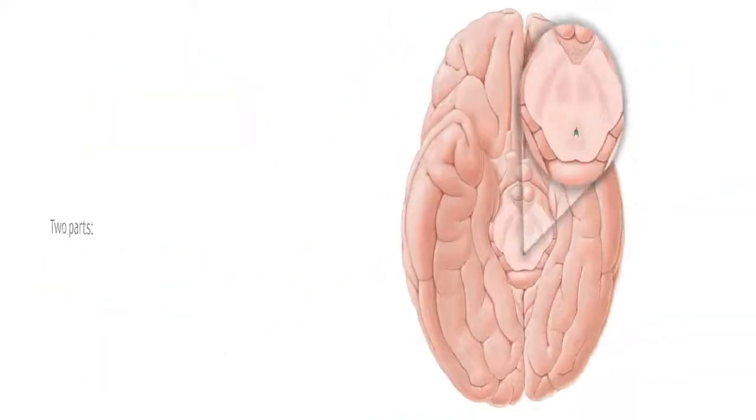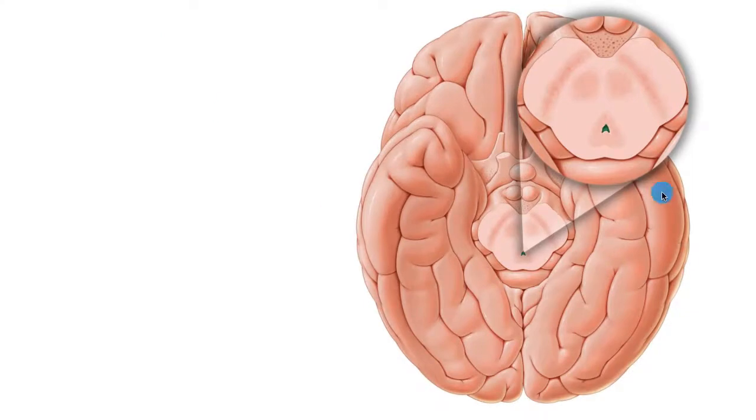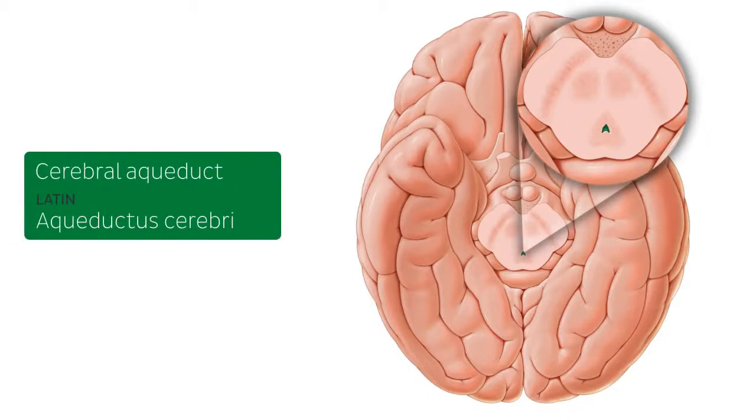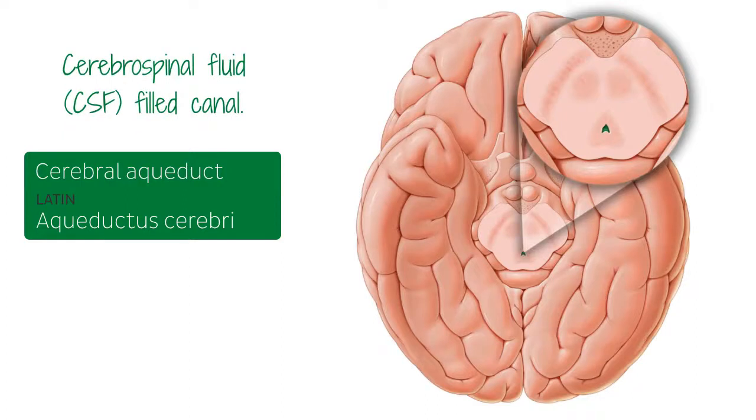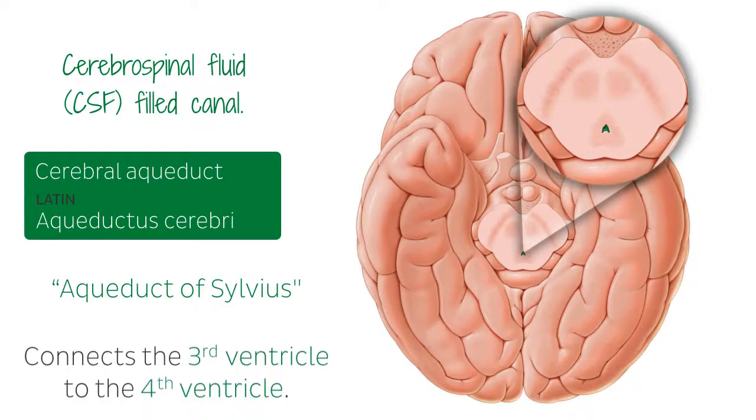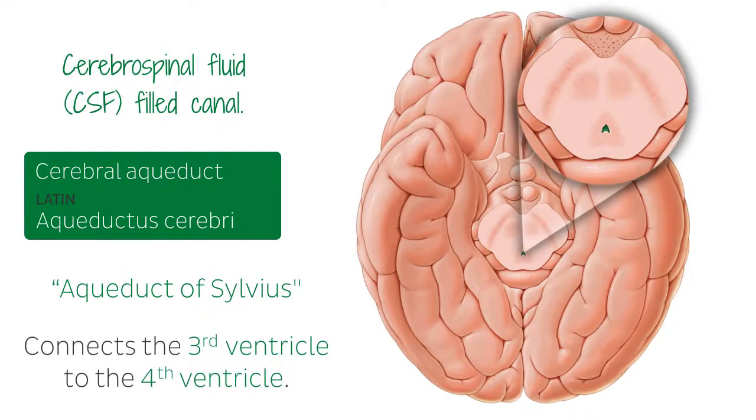Finally, the last structure we're going to be highlighting here, this really tiny structure that you can see highlighted in green, is known as the cerebral aqueduct. Now, this is a narrow cerebrospinal fluid filled canal in the midbrain known as the cerebral aqueduct, also known as the aqueduct of Sylvius. The cerebral aqueduct connects the third ventricle located in the diencephalon to then the fourth ventricle of the mesencephalon. This small canal allows for the flow of CSF between these two ventricles of the brain.